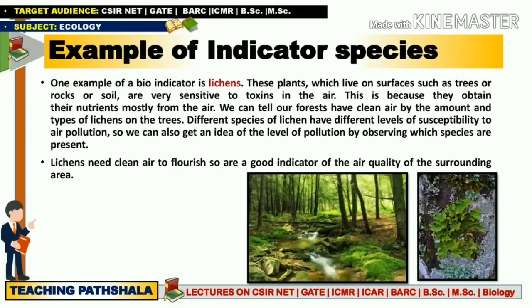Okay, so if there is a problem in the air quality, or you can say there is air pollution, obviously they are not going to flourish in the normal way. So in this way we get the indication that now the quality of air is not so good. That is why there is a disappearance of lichens from this particular area.